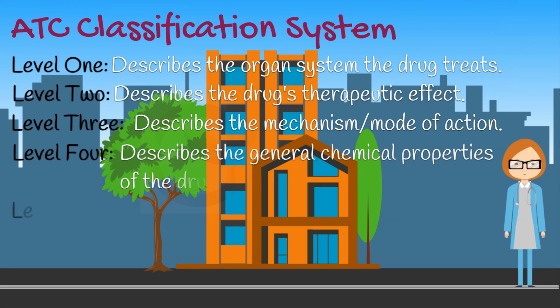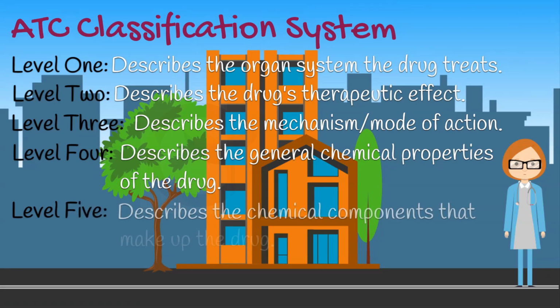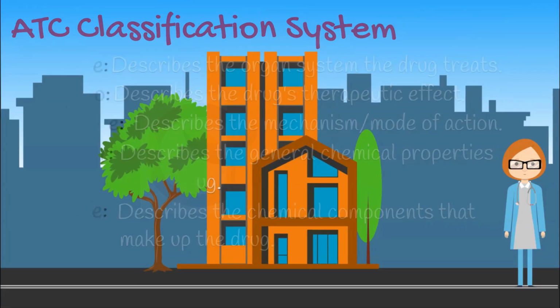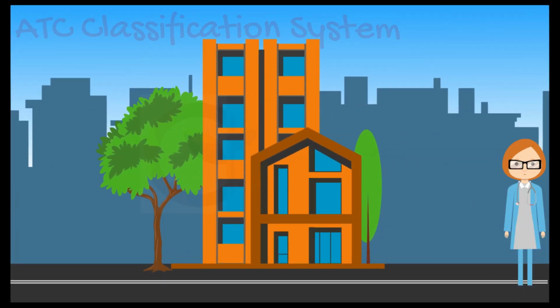Level 5 describes the chemical components that make up the drug, essentially the chemical name of the drug, such as finasteride or ibuprofen. For each level, either a letter or numbers are allocated. While not beneficial for the consumer, the ATC system is able to categorize the active ingredient of a drug under a strict chain of command, so that it is correctly used and not confused for another drug.